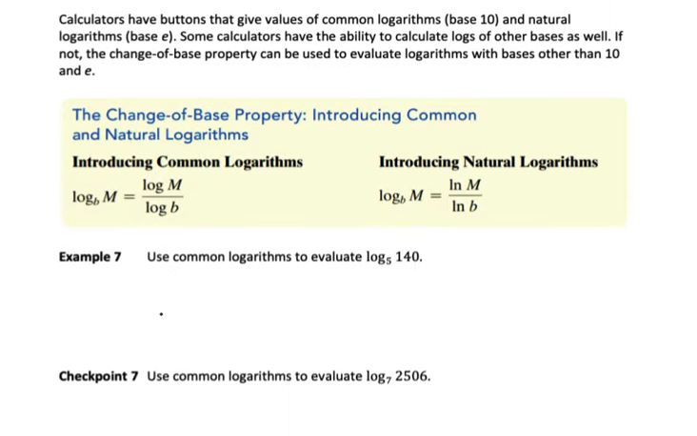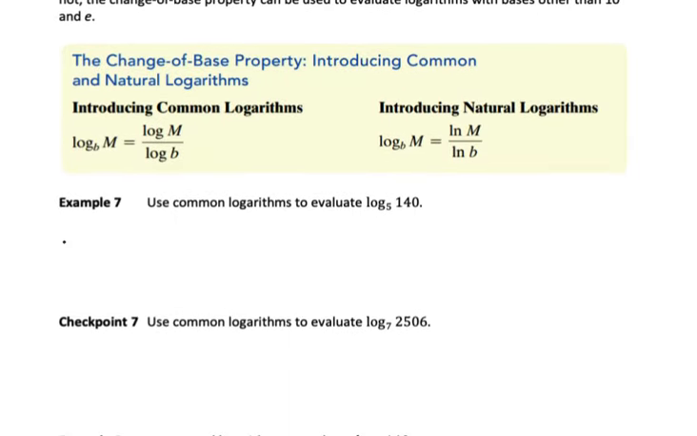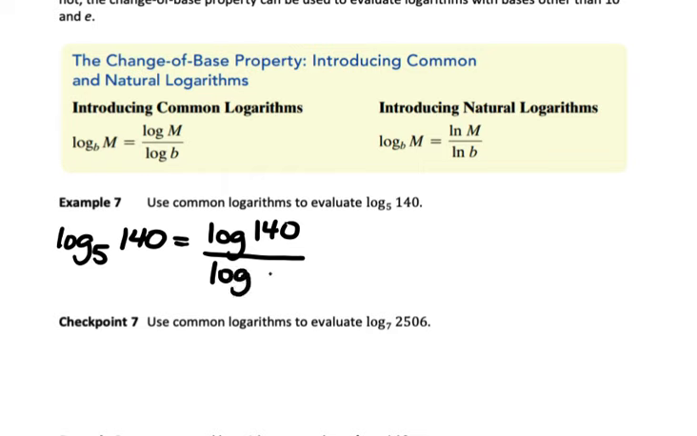So looking at example 7, it says to use common logarithms to evaluate log base 5 of 140. So what I would do is I would take the log of 140, since I'm using common logarithms, divided by log of 5. So the 140 goes in the numerator and the 5 goes in the denominator. In the homework problems, they're going to ask you first to use the change of base property to rewrite the logarithm. And this is what you would type into that first box. Either log or ln of the number divided by log or ln of the base.